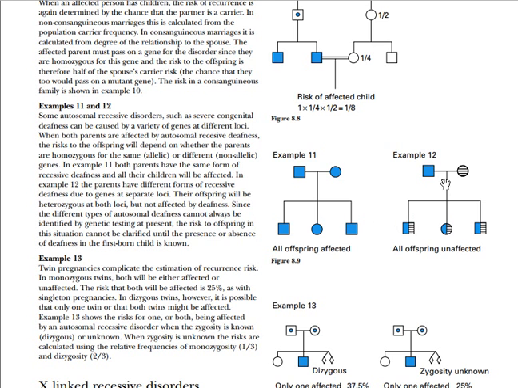But if you have alleles on different locations, you see that the father here has an allele, let's say on chromosome 1, and the mother has the allele of deafness, let's say on chromosome 3. The child is going to have an allele on chromosome 1 and on chromosome 3.